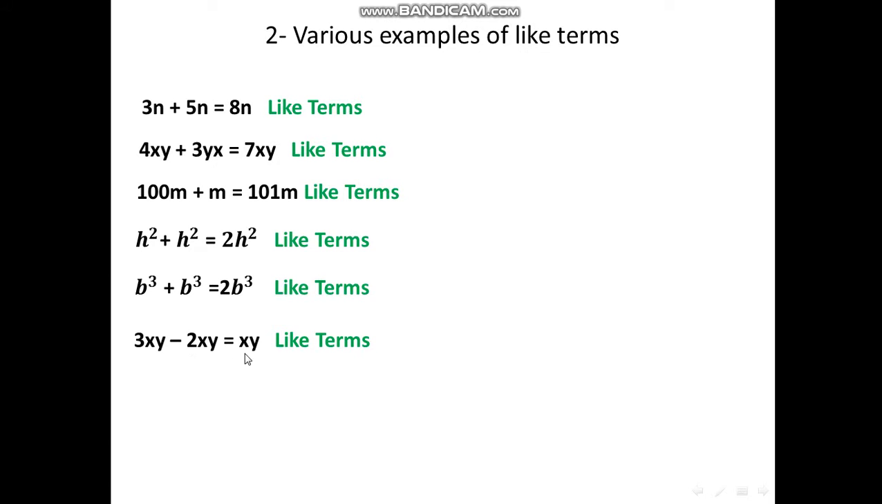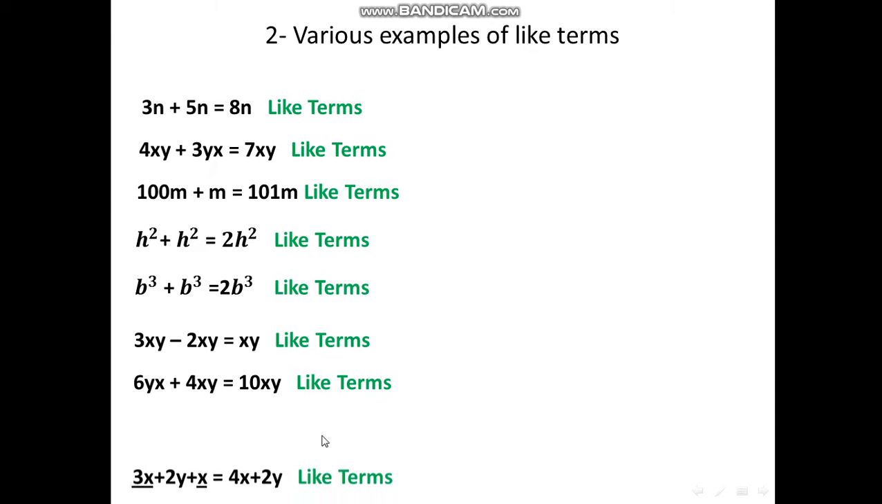3xy minus 2xy equals 1xy. Why? Where is the like term? xy and xy are the like terms. Okay. 6yx plus 4xy equals 10xy. Is it that they are the same? They are the same. It's x multiplied by y, y multiplied by x, x multiplied by y, the same.